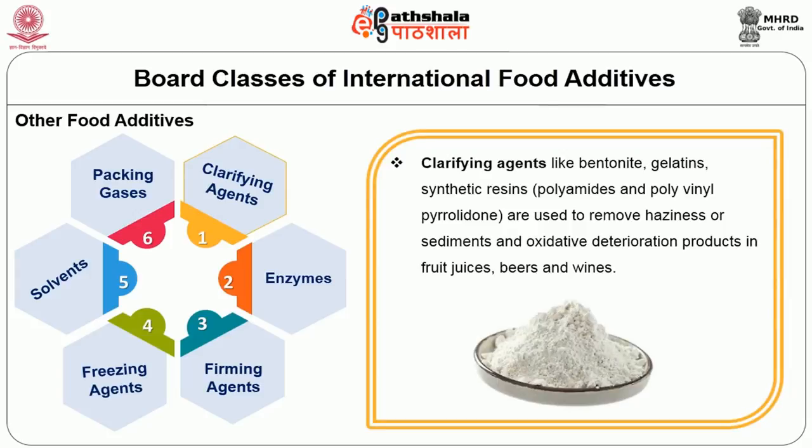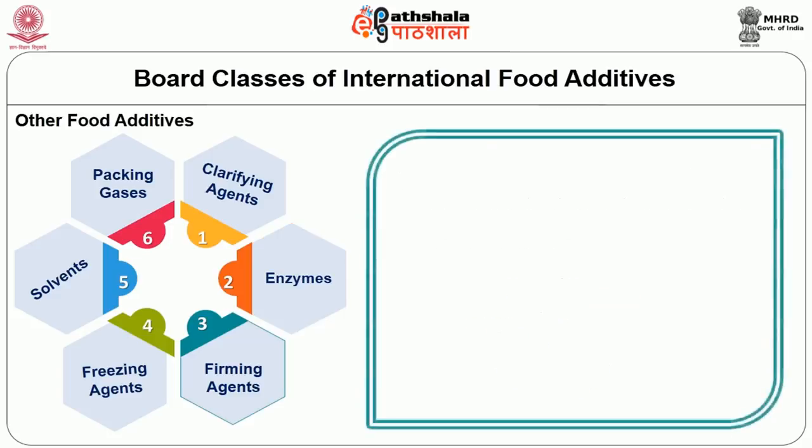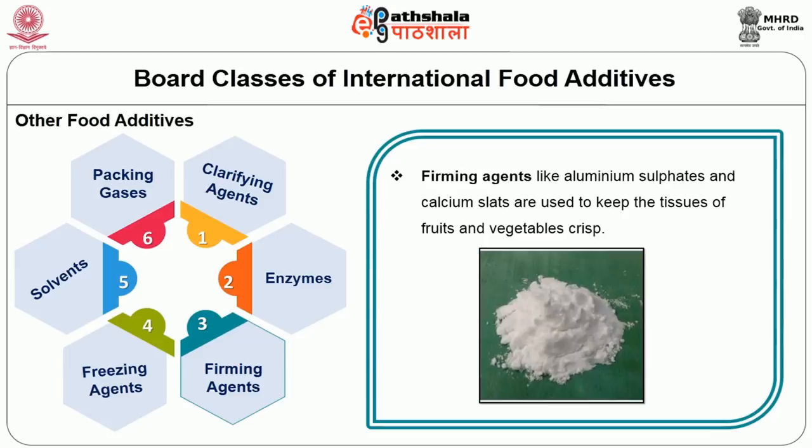Other food additives are clarifying agents like bentonite, gelatin and synthetic resins, used to remove haziness or sediments and oxidative deterioration products in fruit juices, beers, and wines. Enzymes are added to bring out desirable changes: rennin for producing curd in cheeses, papain for tenderizing meat, and pectinase for clarifying beverages.